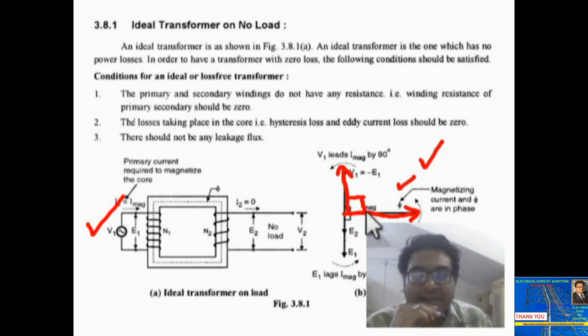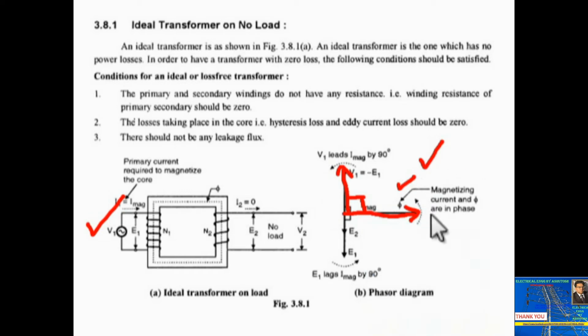So guys, the 90-degree difference is there, and then you can see, because now AC flux will induce EMF in the primary and secondary side. So guys, E1 and E2 will be drawn in this downward side, just opposite to V1. So V1 is the applied voltage, the primary terminal voltage, but E1 is the voltage induced in the primary winding, which will be called back EMF or counter EMF guys.